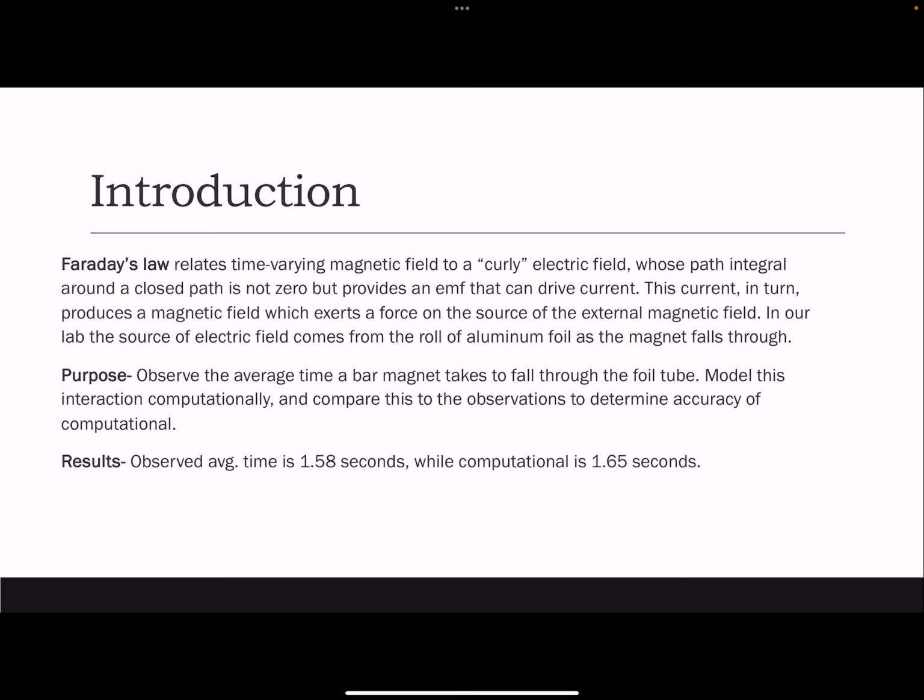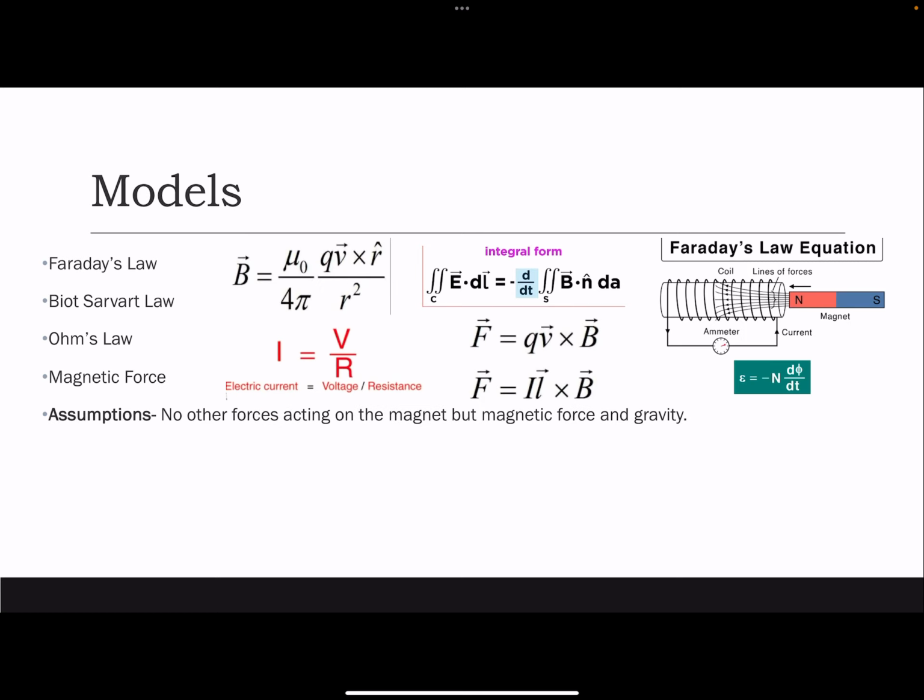is the magnet. So the purpose of the lab is to observe the average time the bar magnet takes to fall through the foil tube, model this interaction computationally through code, and compare this to the observations to determine the accuracy. And the results were the observed average time is 1.58 seconds, while the computational is 1.65.